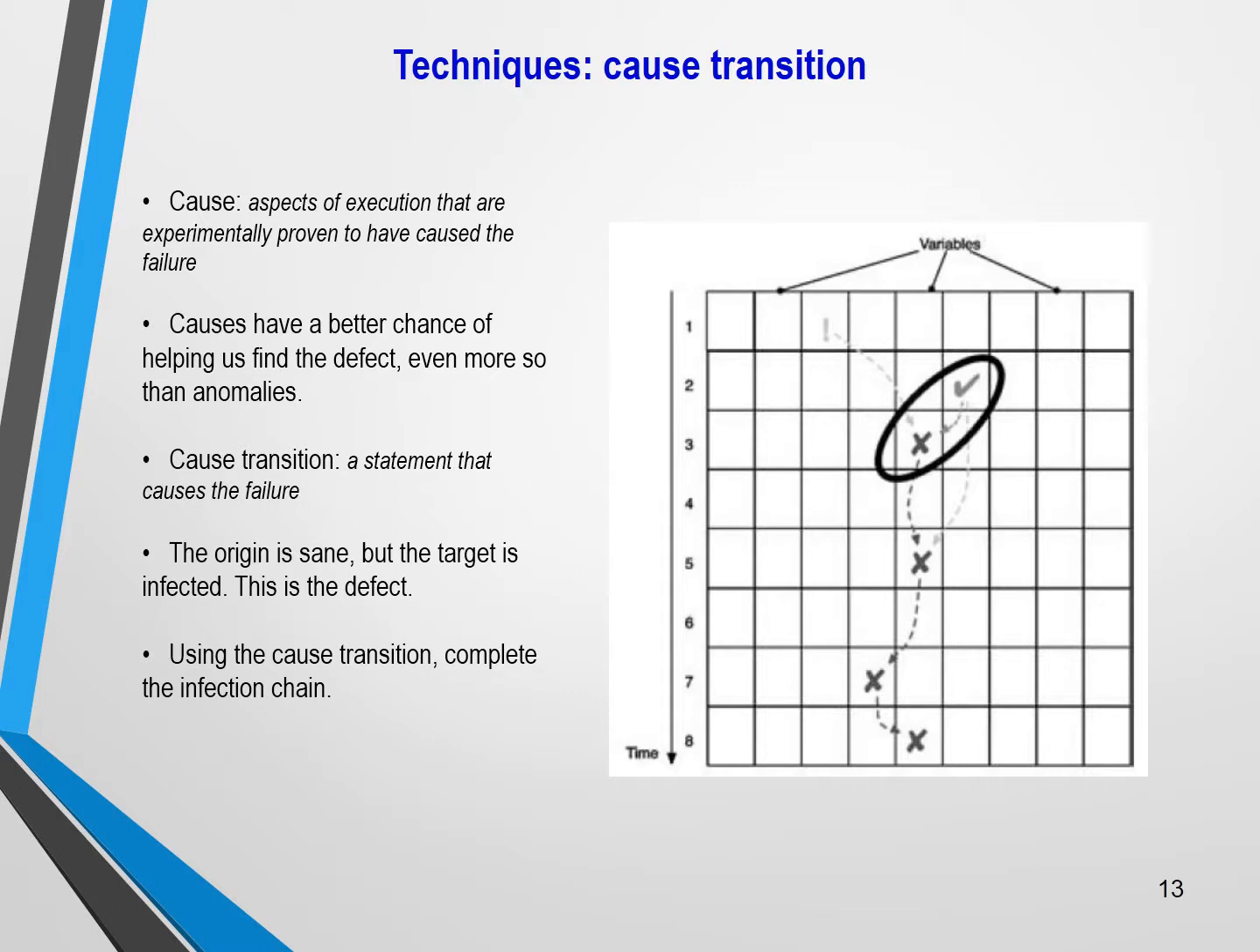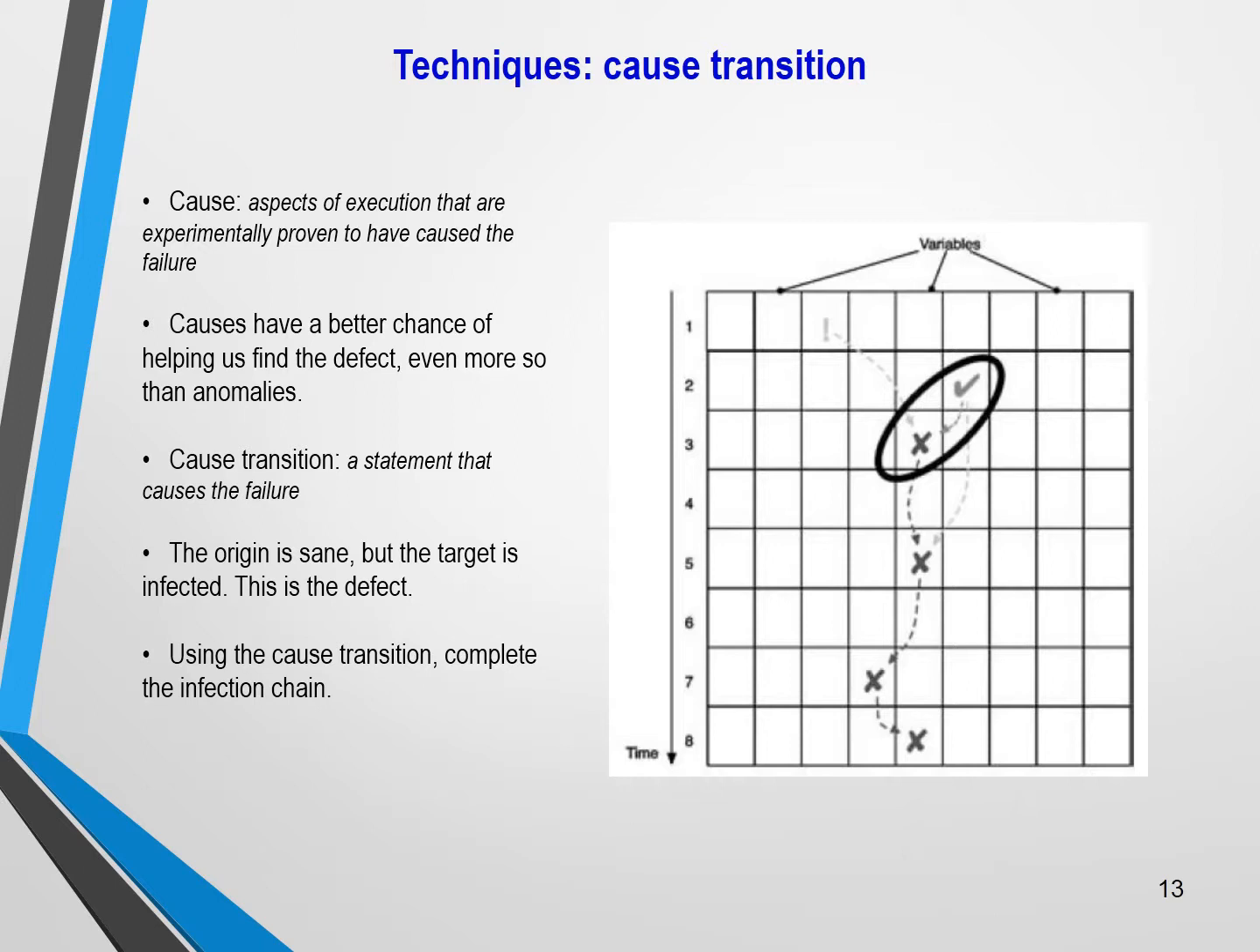So here's the defect. Now this could be something wrong with the logic in the code, such as you have a variable go in as one of the arguments and you do some manipulation to it, and the output is not what you expect it to be. And that is what needs to be fixed. And then using the cause transition, we complete the infection chain.